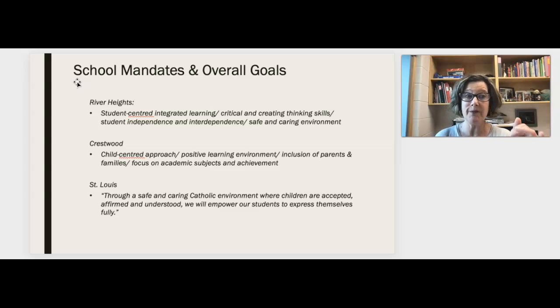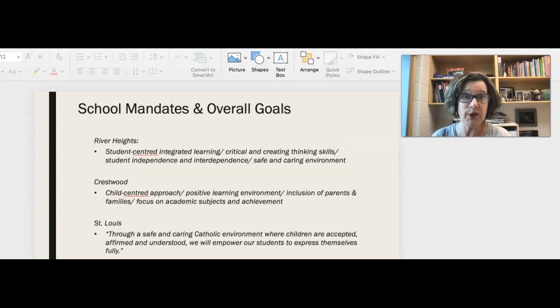on academic subjects and achievement, or if you're at a school like St. Louis, through a safe and caring Catholic environment where children are accepted, affirmed, and understood, we will empower students to express themselves fully. So when you're creating units and maybe you're at River Heights, you may think, I need to really do a thematic unit, versus if you are at Crestwood, you may say, I kind of need to separate these into ELA, math, and science because they want that focus on particular academic subjects. So when you're creating units, you have to look at which school you are at.